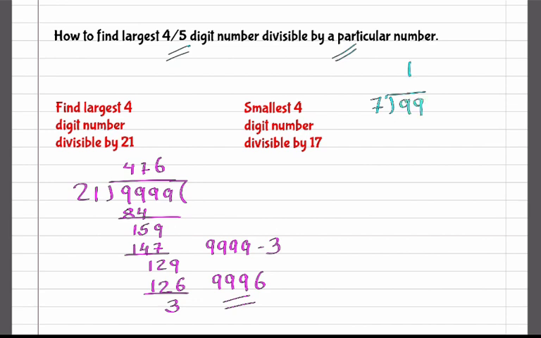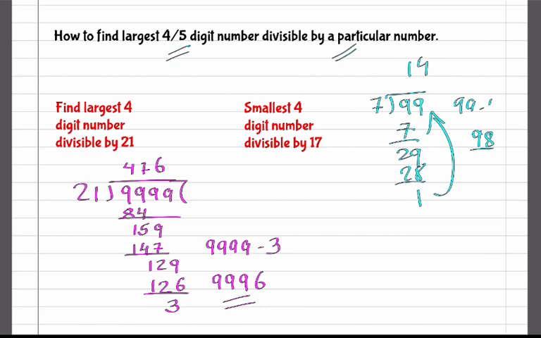Then find the remainder. 7 ones are 7, 29, 7 fours are 28. What's the remainder? 1. Subtract that 1 from here. So let's check it. 7 ones are 7, 29, 7 fours are 28. So what is it? 99 minus 1 will be 98. Okay, that is the largest 2 digit number which is divisible by 7.